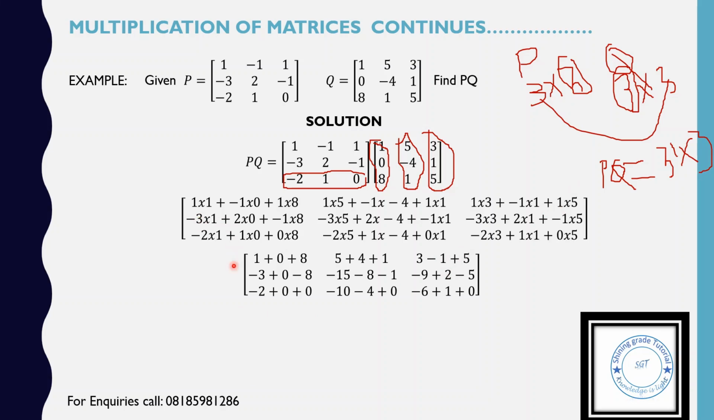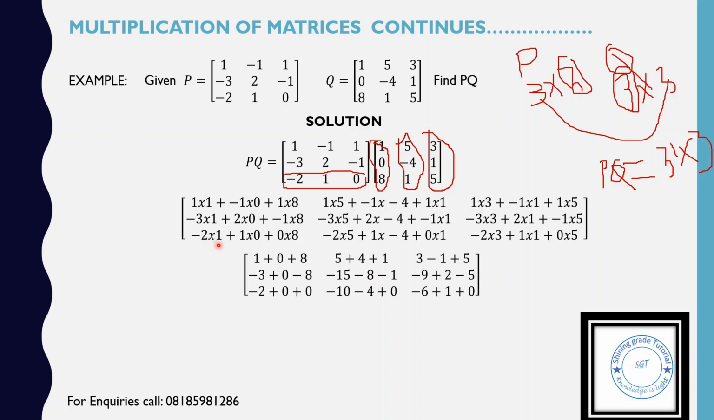So here minus 3 times 1 is minus 3, plus 2 times 0 is 0, minus 1 times 8 is minus 8, we have this. So minus 3 times 5 is minus 15, 2 times minus 4 is minus 8, we have minus here. Minus 1 times 1 is minus 1, so that will change to minus. Minus times plus is minus, we have this here. Minus 3 times 3 is minus 9, plus 2 times 1 is 2, minus 1 times 5 is minus 5, so that will change to minus, we have this.